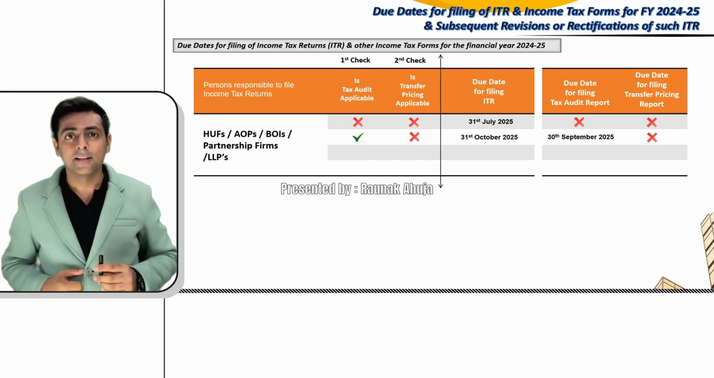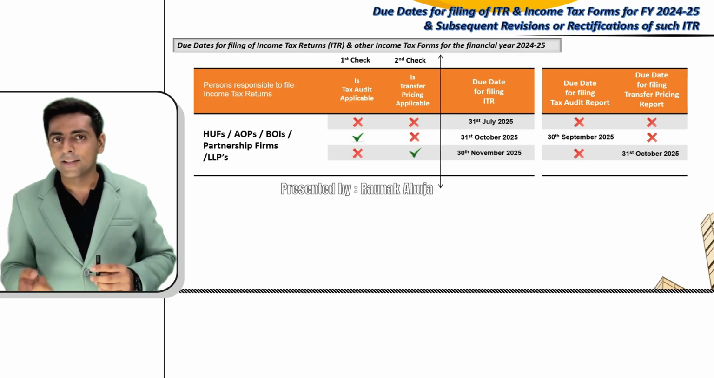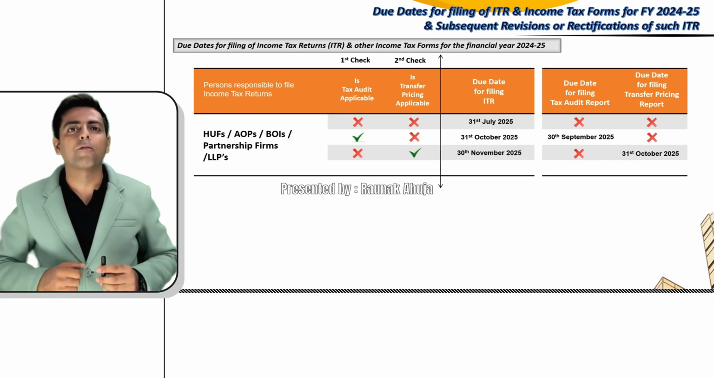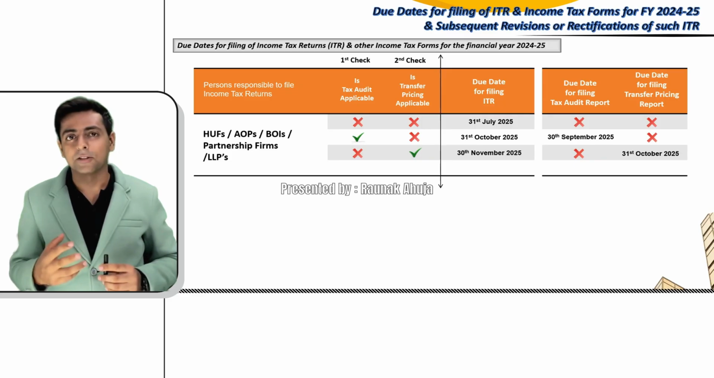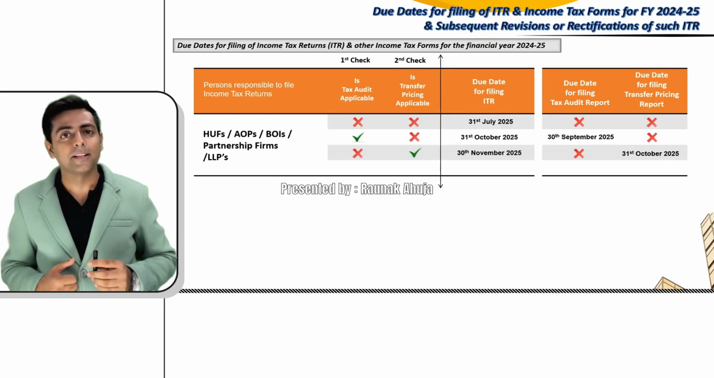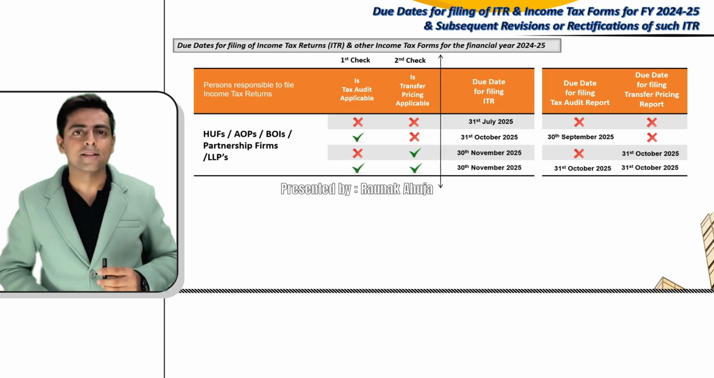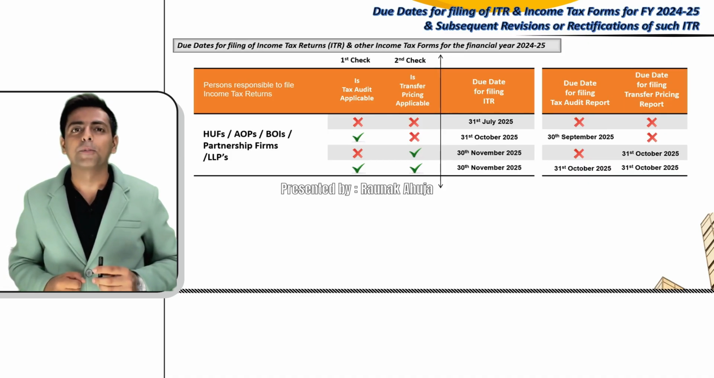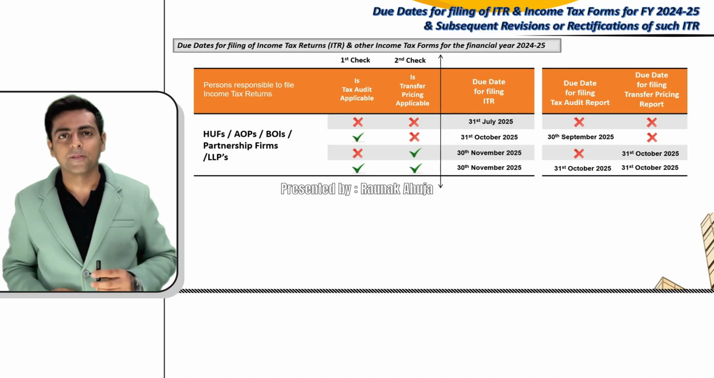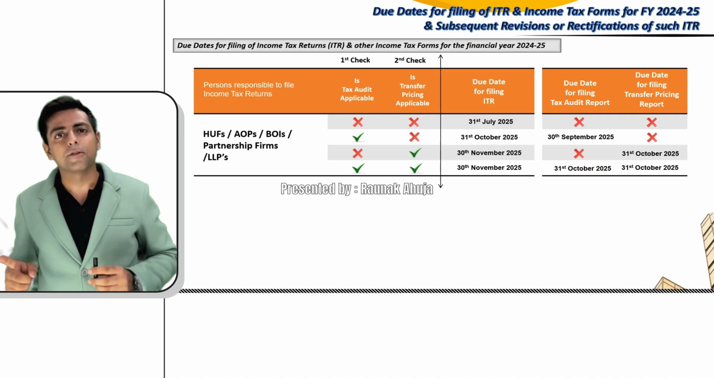In the third case, if tax audit is not applicable but the transfer pricing is, then in such a case, the due date for filing of ITR would be the 30th of November. And the transfer pricing report will have to be filed by the 31st of October. In the fourth case, in case both the reports are applicable, then in such a case, the due date for filing of ITR would be 30th of November. Both these two reports will have to be filed by the 31st of October.